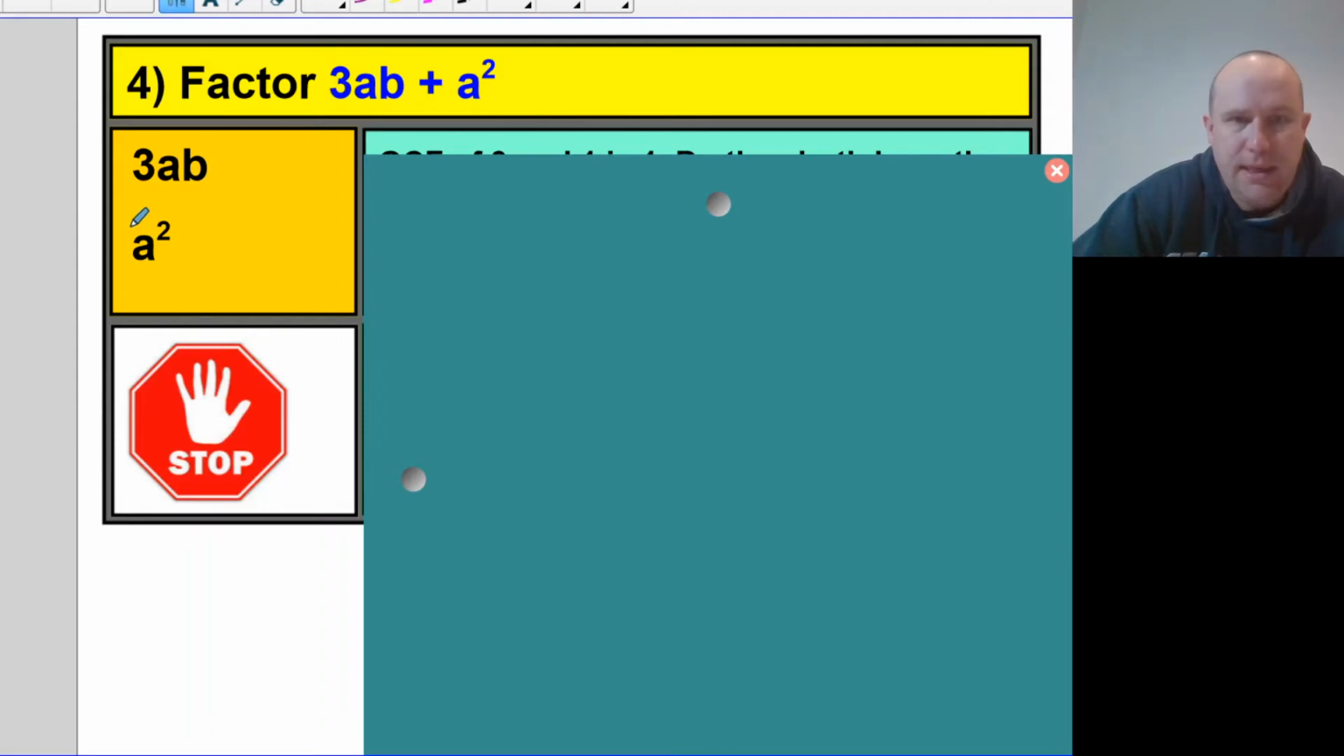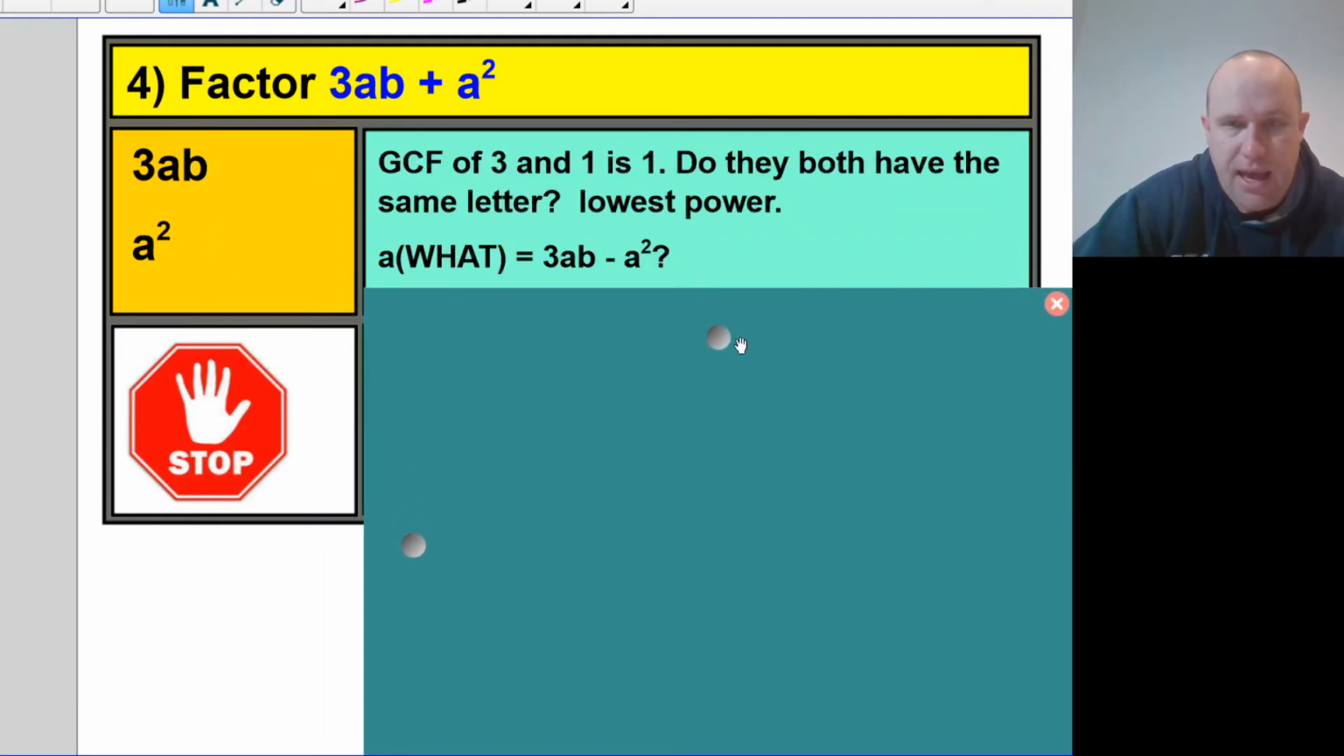Last one, technically no number here, so it could be 1. But if we don't have two numbers, the GCF is just going to be 1, so I'm not going to write down 1. A and A squared, lowest power is A to the 1. They don't both have a B, so actually the only factor this time is just A.